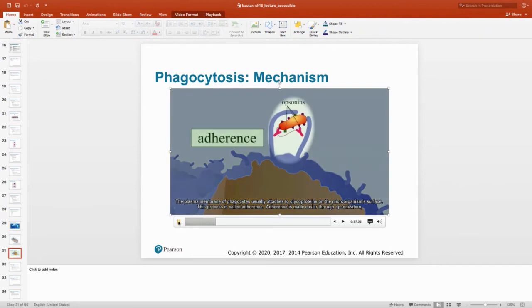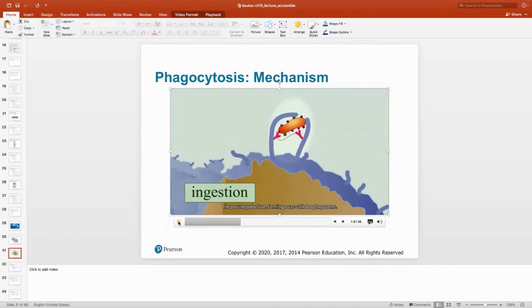The plasma membrane of phagocytes usually attaches to glycoproteins on the microorganism's surface. This process is called adherence. Adherence is made easier through opsonization, a process in which antibodies or complement proteins from the host coat the microbe's surface, serving as handles so that the phagocyte can more easily attach to the microorganism. The proteins that coat the microbe are called opsonins.